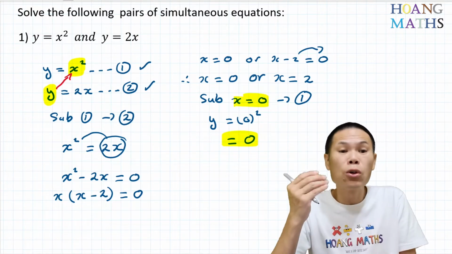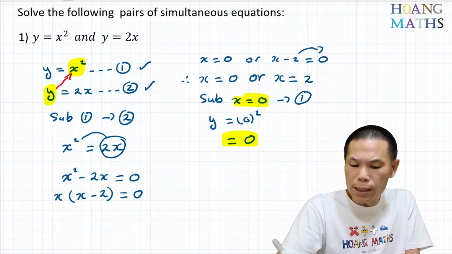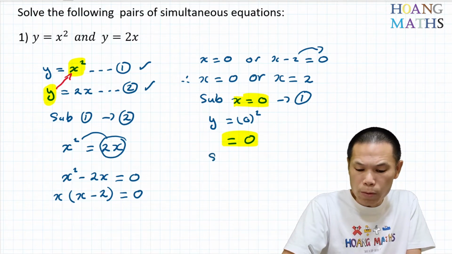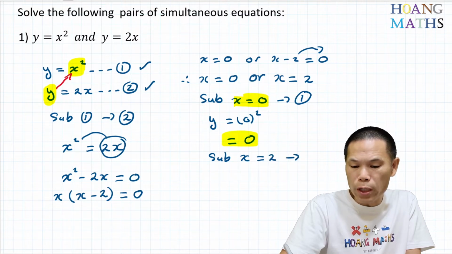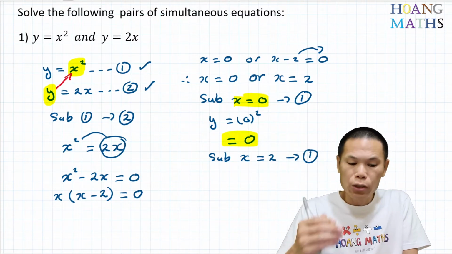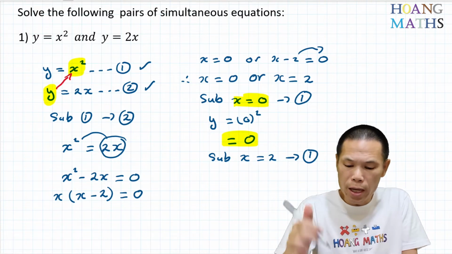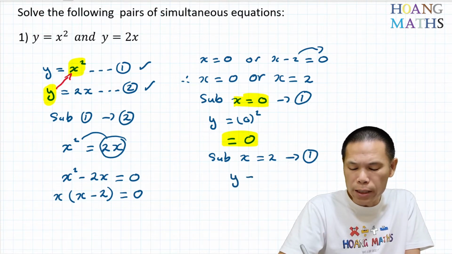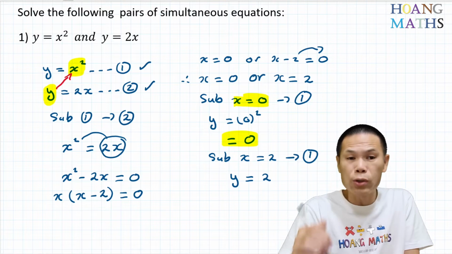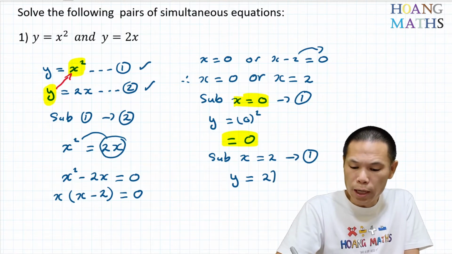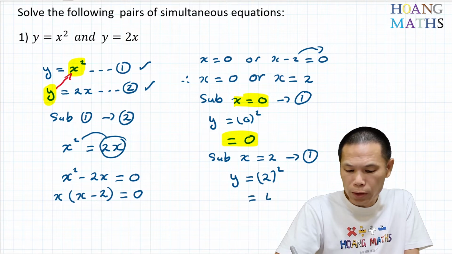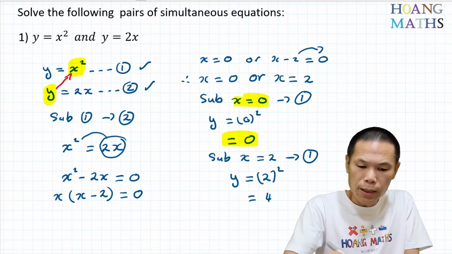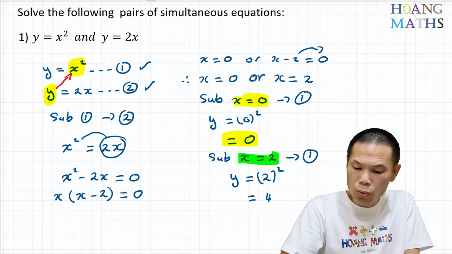Now when x is equal to 2, same process. So we just substitute x is equal to 2 into equation number 1. So this means that y equal x squared becomes y is equal to 2 squared, because x is 2 and then square. So 2 squared is 4. So there you go. When x is equal to 2, we have y is equal to 4.